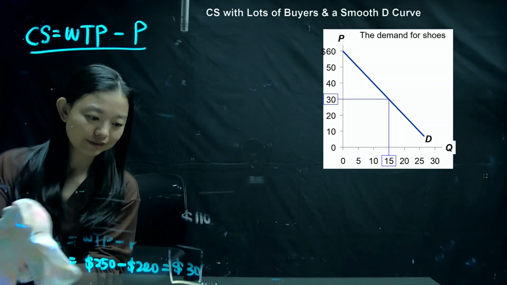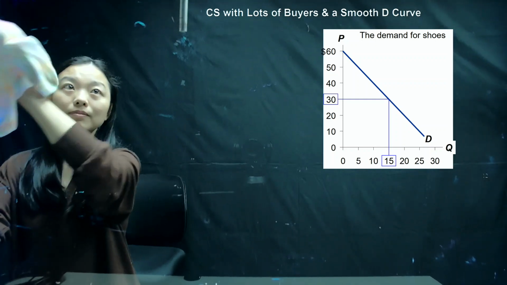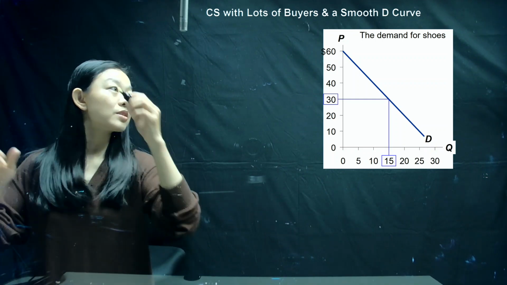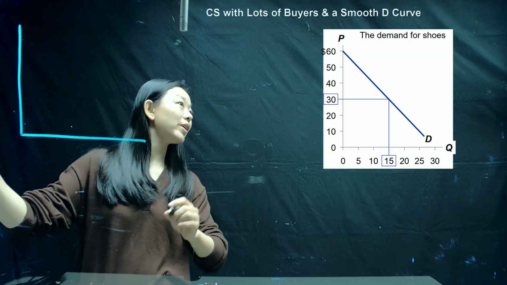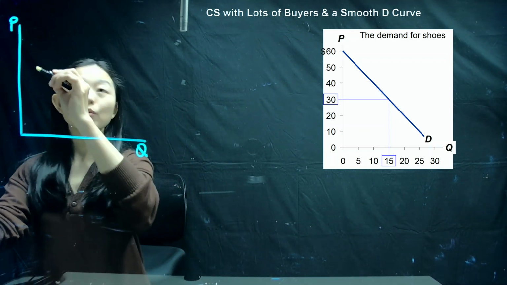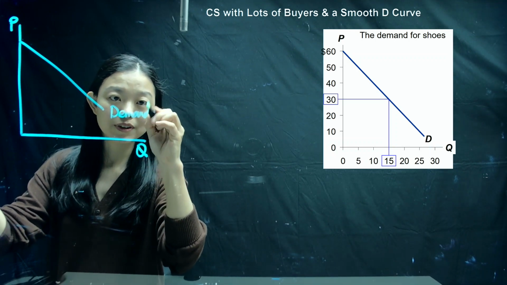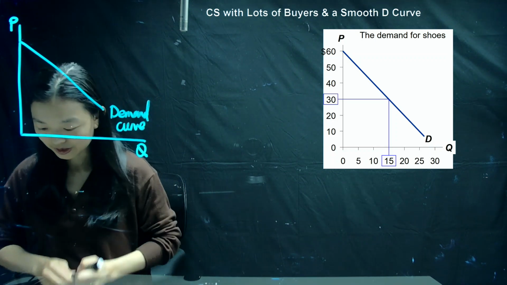In this graph, we have the price here, right? We have the quantity here, and then we also have the demand curve. So this is a very normal demand curve, okay? Downward sloping demand curve.